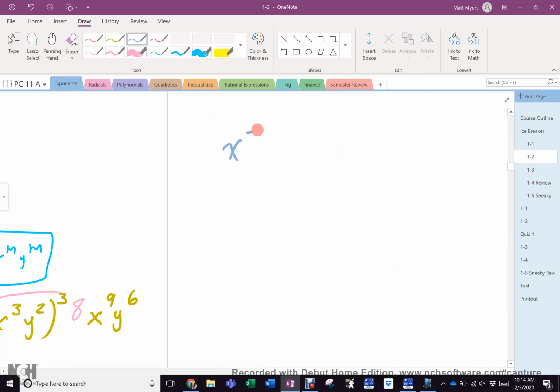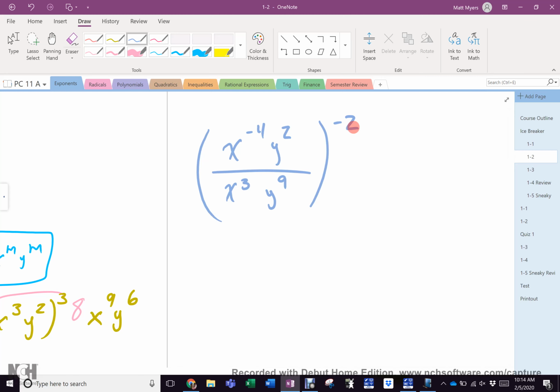And then finally, I want to talk about this problem. x to the negative 4, y squared, over x to the 3rd, y to the 9th, all to the negative 2. Now again, if you get locked into, I'm going to do it this way, this one is going to get confusing. If you are locked into, I got to get rid of that negative 2, I got to distribute it in, this is where it starts to get confusing.